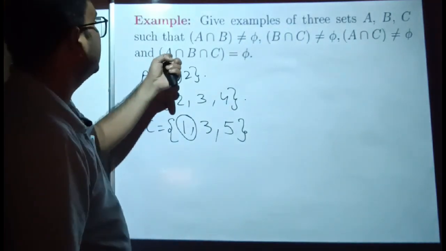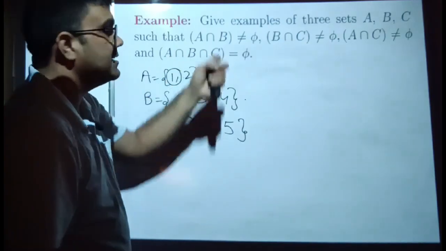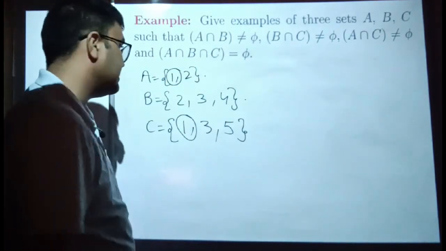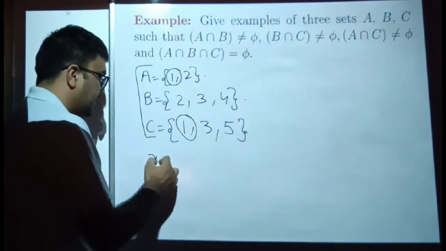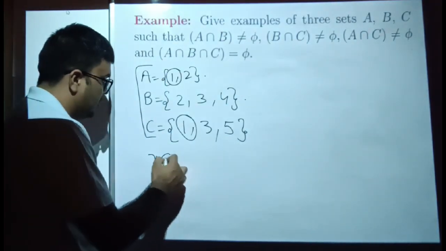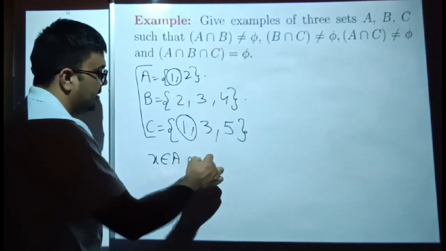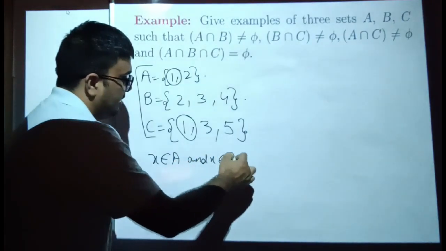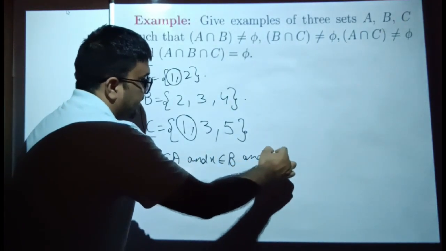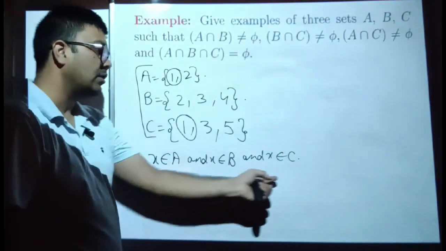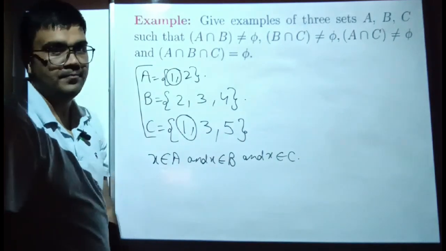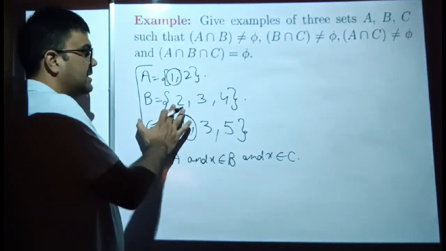Now if we calculate A intersection B intersection C, it means I want to find an x which belongs to A and x belongs to B and x belongs to C. So is there any element that belongs to all these three? No. It is 1, 2. 1 is not present over here.